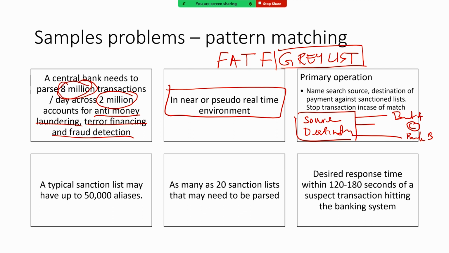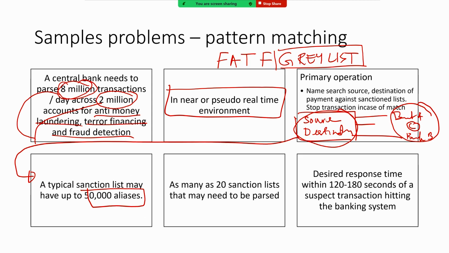For all 8 million transactions, there are 5 names. There is source and destination, the person who is sending, the person who's receiving, and then the 3 banks. And what you had to do for these 8 million transactions across these 2 million accounts is run these 5 checks on what? On a typical sanction list. And a sanction list is basically roughly about 50,000 names.